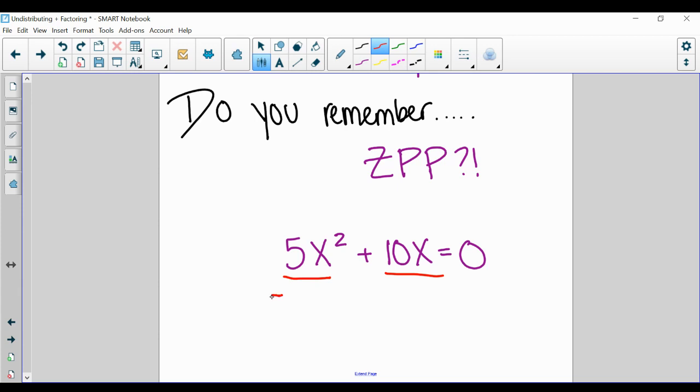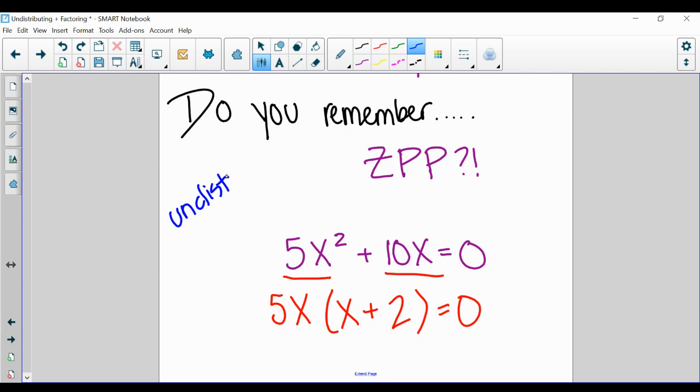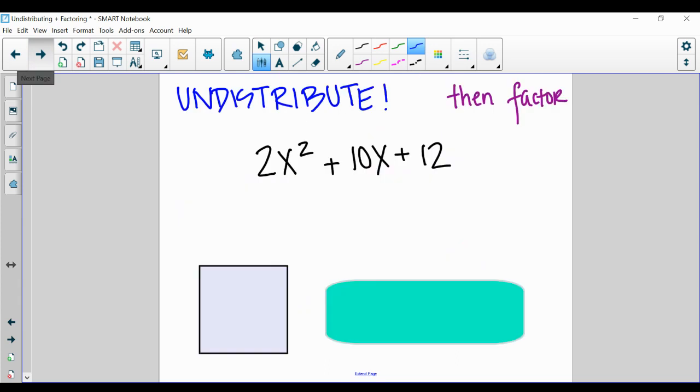So that means that I can take out a 5x from each term, and I'm going to be left with an x plus 2. Okay, so the idea of undistributing is looking at what we can see in all of our terms, what they share, and taking it out. So what we're going to do is think about this with factoring.